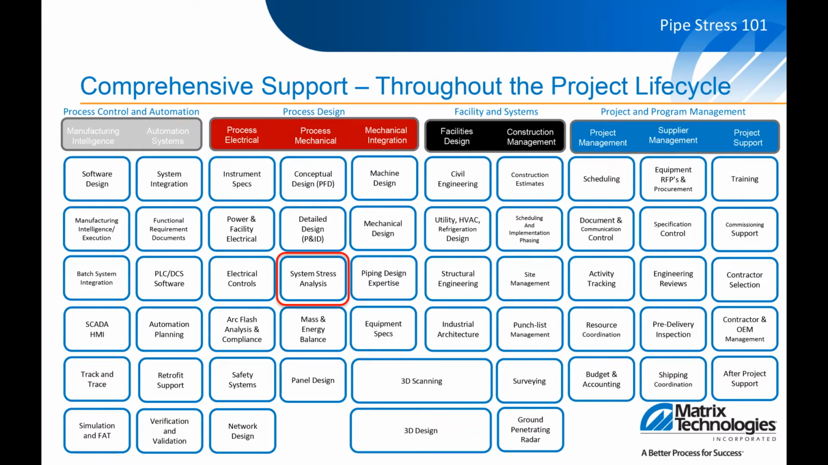So everything from process control and automation through process design, that's process engineering, piping. Obviously, we'll get into system stress analysis, but even machine design, equipment specs, facilities from basically underground up, and then into project management and construction management, project support. So everything you see on the screen, we do in-house. We have experts in each and every one of these areas, and I've highlighted here on the screen system stress analysis just to let you know that that's what we're going to be focusing on here today.